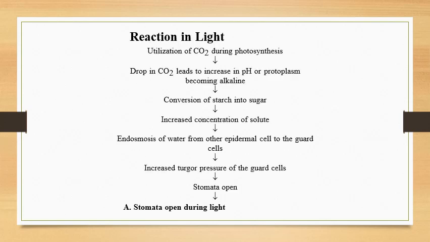Reaction in the light. Utilization of CO2 during photosynthesis. Drop in CO2 leads to increase in pH, or protoplasm becoming alkaline. Conversion of starch into sugar, increased concentration of solute, endosmosis of water from other epidermal cells to the guard cells, increased turgor pressure of the guard cells, stomata open.